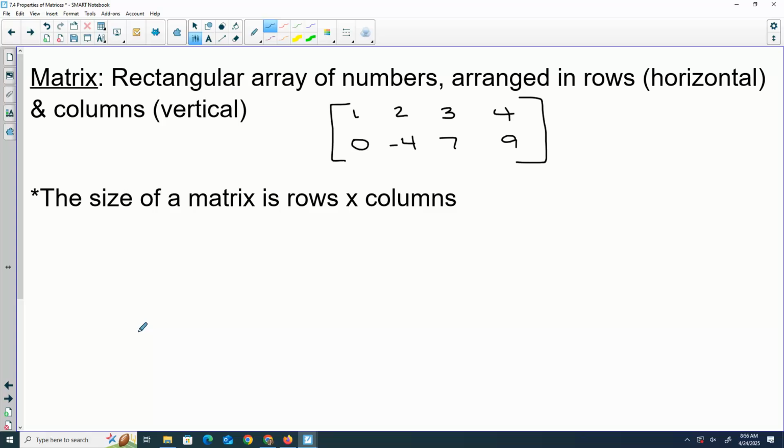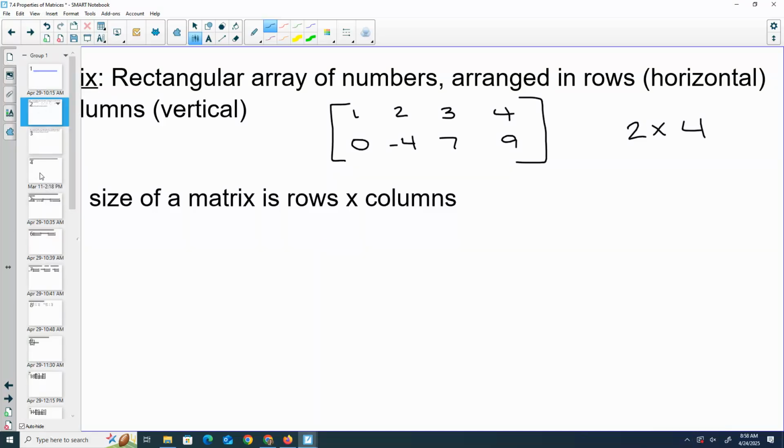When we are finding the size of a matrix, it is given rows by columns. So it's a 2 by 3, 1 by 4, something like that. If I look at this one, how many rows does it have? 2. How many columns? So this is a 2 by 4 matrix.